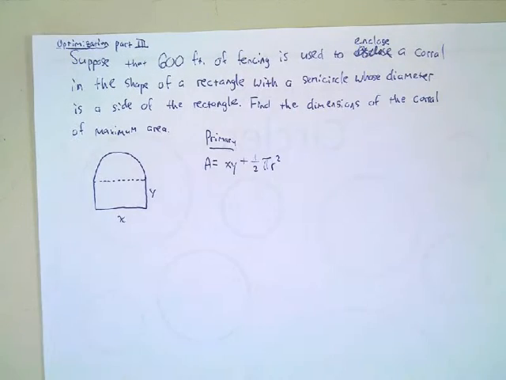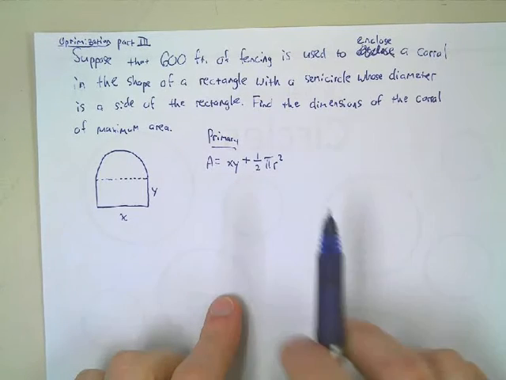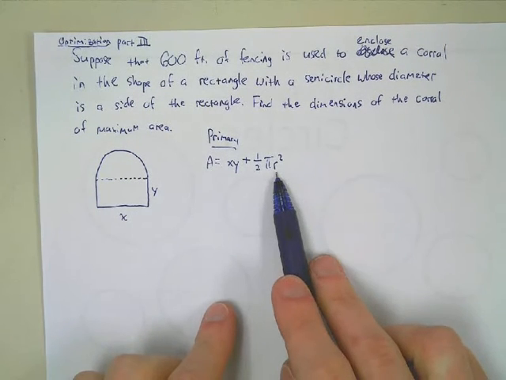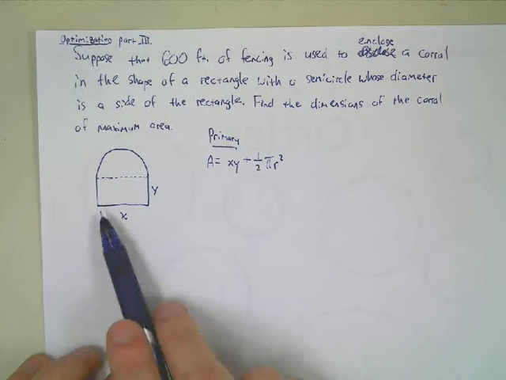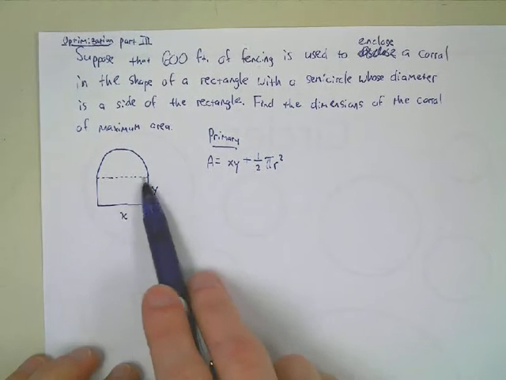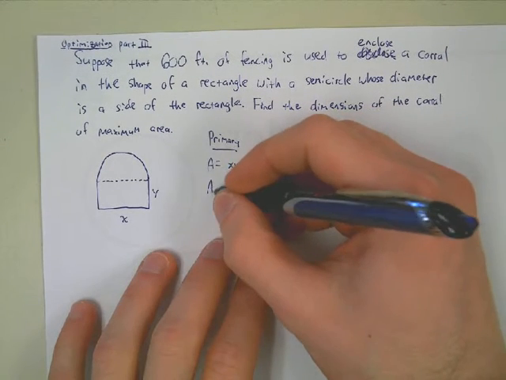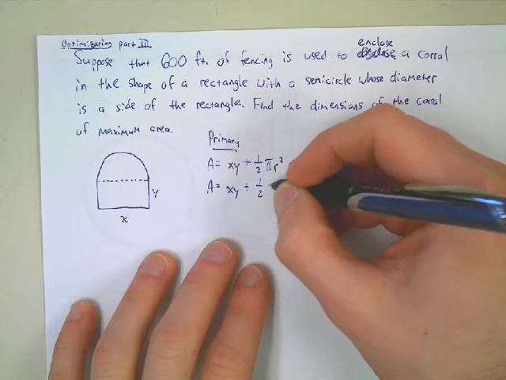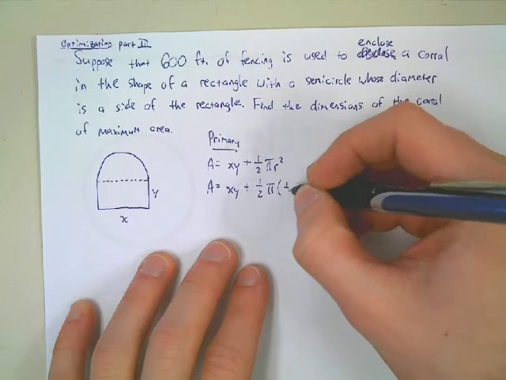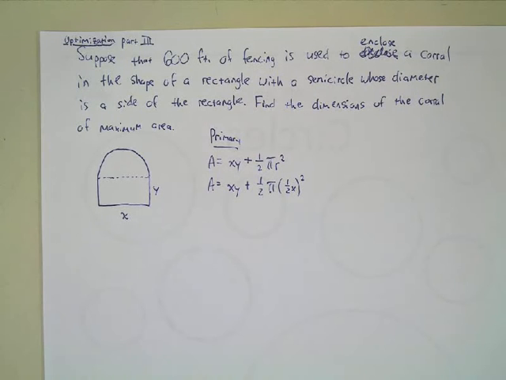Now, this is kind of problematic. We have 3 variables here. But instead of using the radius r, it's 1/2 x, because x is actually the diameter of that semicircle, so 1/2 of x would be the radius. And so we can say that A equals xy plus 1/2 pi times (1/2 x) squared, or x over 2 if you want to say it that way.